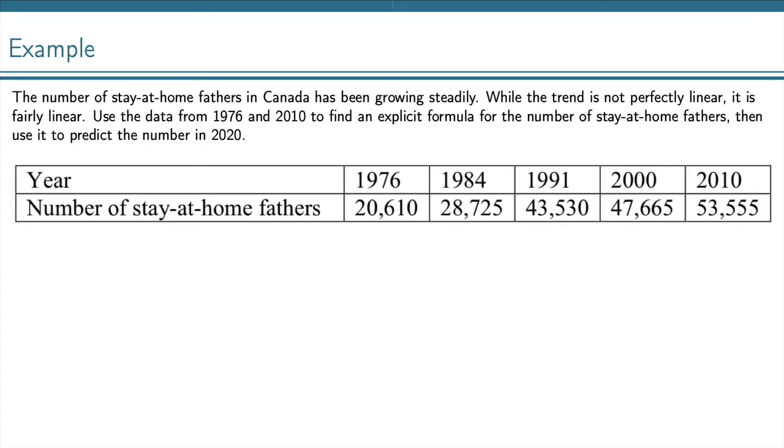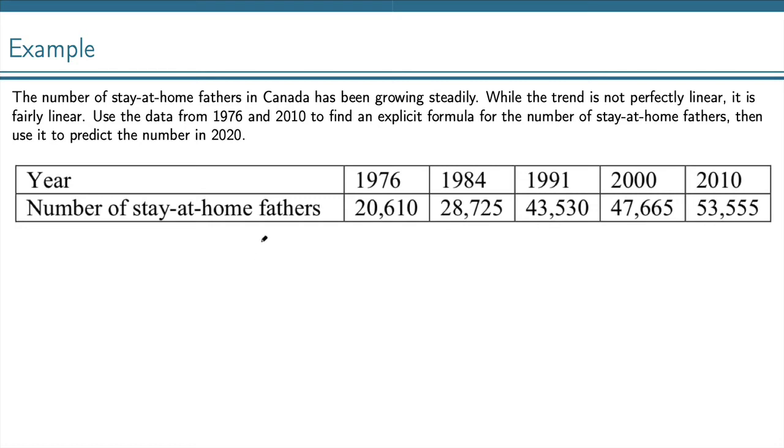The number of stay-at-home fathers in Canada has been growing steadily. While the trend is not perfectly linear, it is fairly linear. Use the data from 1976 and 2010 to find an explicit formula for the number of stay-at-home fathers, then use it to predict the number in 2020. So here we have our data, and we're using the data specifically from 1976 to 2010.